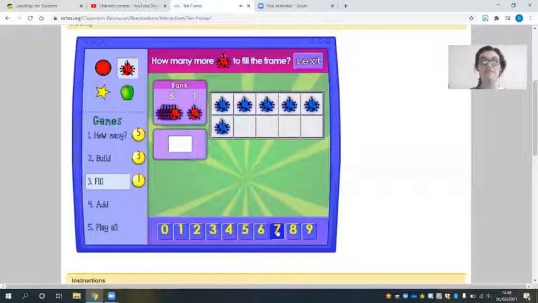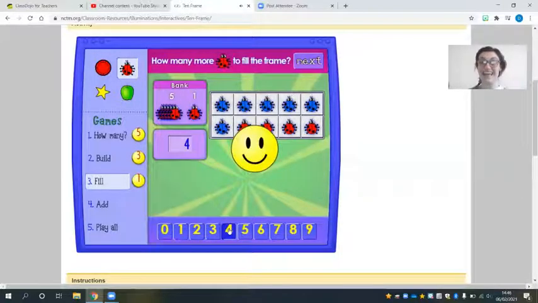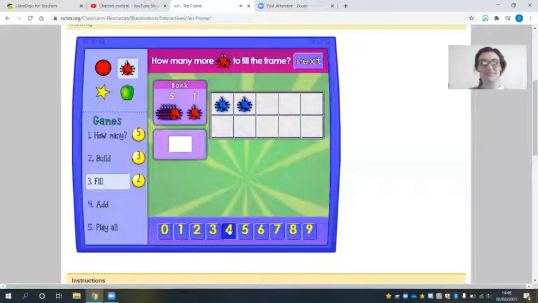How many more to fill the frame? So how many gaps have I got is the same question. Let's have a look. 1, 2, 3, 4. Hooray! How many more bugs to fill the frame?